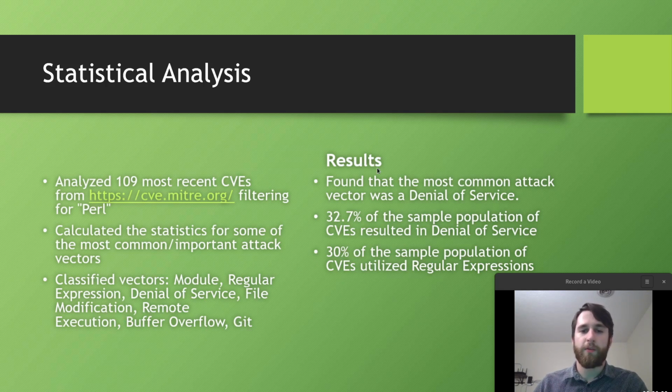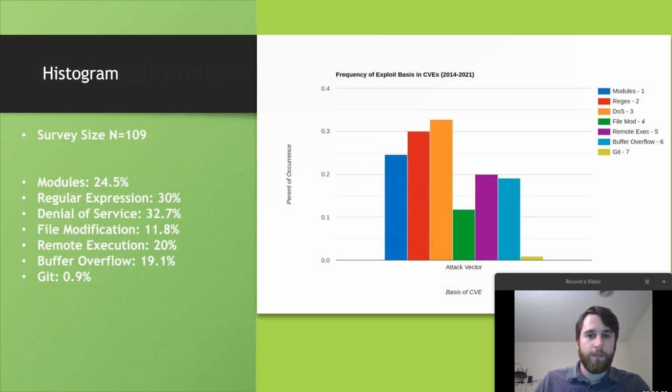So the primary result I found was that the highest majority of the CVEs resulted in denial of services, and then the second highest was 30% used regular expressions. And here's a histogram for that specifically. You can pause at this point to analyze the statistics.